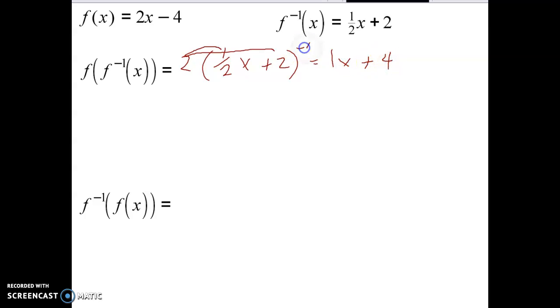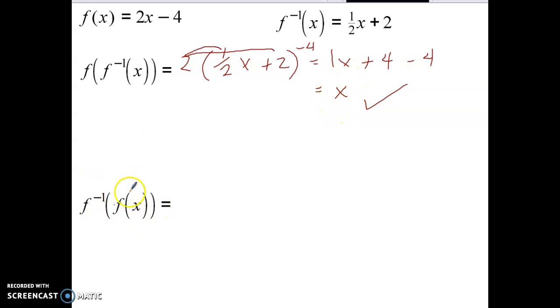Oops, and I forgot to write my -4 on there. Let me add my -4. And then right here, I have like terms. +4 and -4 cancel each other out. 1x is the same thing as x. So it worked. Whatever happened to x, my inverse undid it, and I turned it back into x.